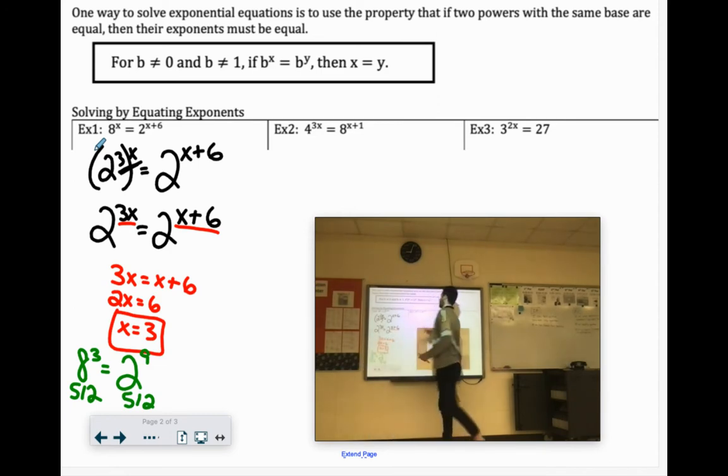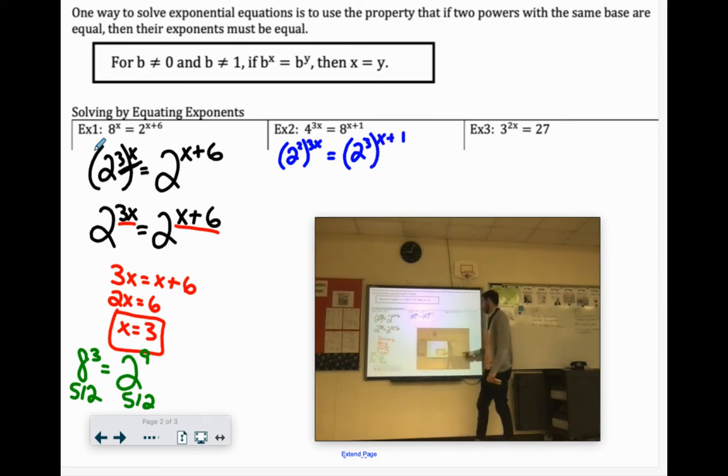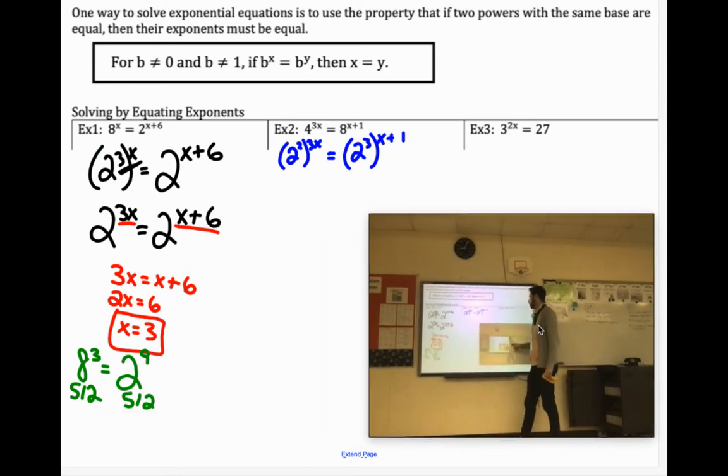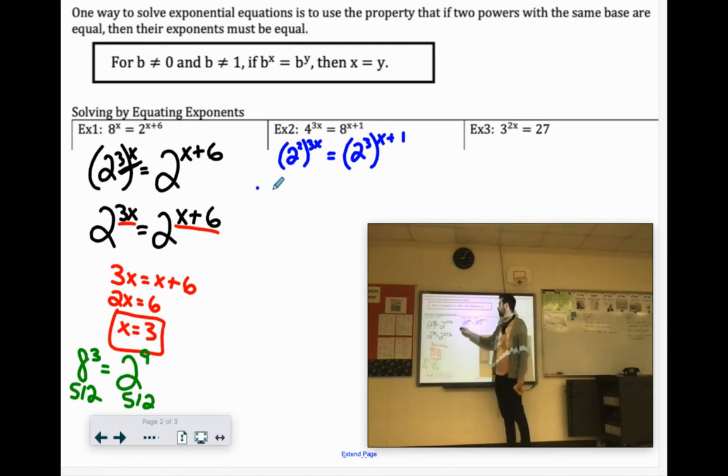So let's hop over here. Now here we have bases of 4 and 8. Again, we could take them down to 2 to the something power. So 4 is 2 squared. 8 is 2 to the third. So remember, we are multiplying these exponents. So 2 times 3x would be 6x. 2 to the 6x equals 2 to the, we have to multiply the 3 by both of these, so that would be 3x plus 3.